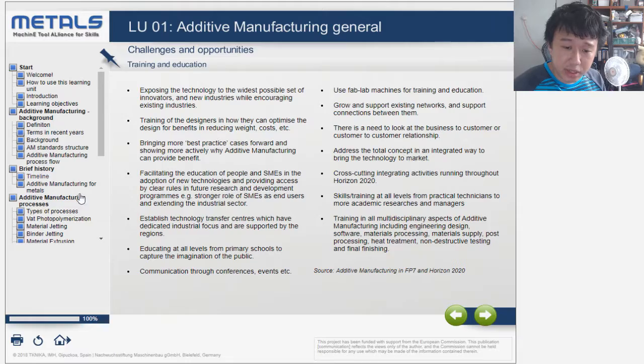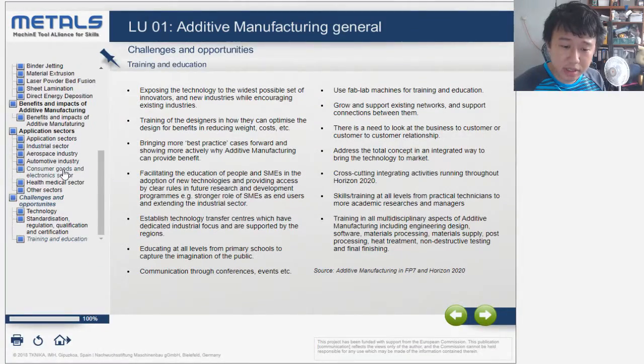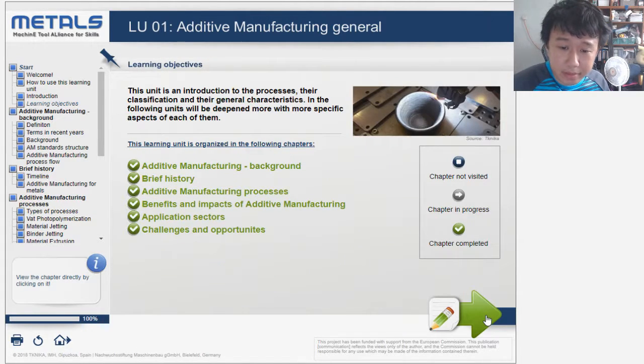Training and education. Wow, there's quite a lot, I would say. Exposing the technology to a wider set of innovators, training of designers, building more best practice cases, facilitating the education of people, establishing technology transfer, educating all levels, communicating through conferences, growth and support networks. There's a need to look at business, address the total concept, cross-cutting, integrating activities, skills and training of multidisciplinary teams. Alright, so basically, yeah, that's all, right?